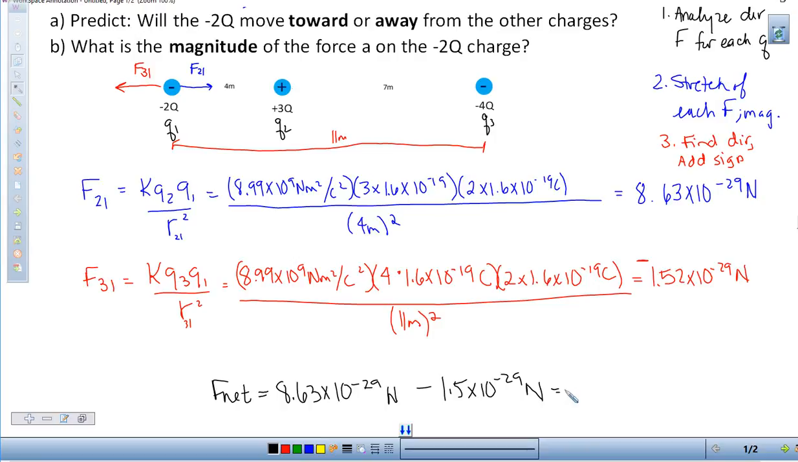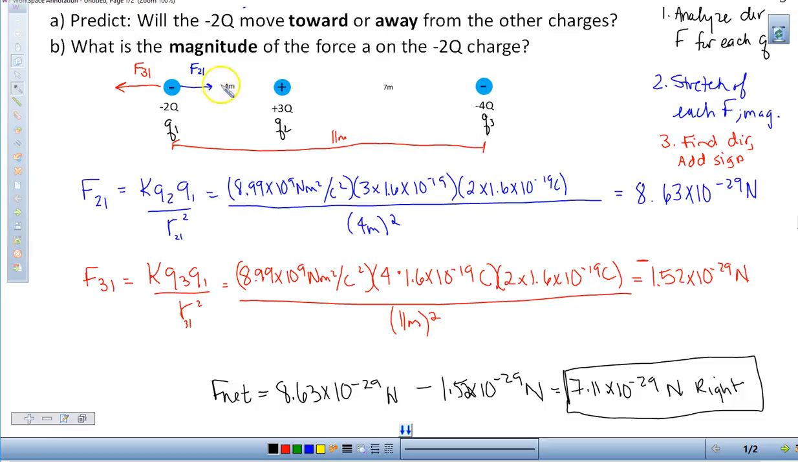Oops, I forgot my 2 here. This is 5/2. Let's just squeeze that in, 5/2. And my final answer, 7.11 times 10 to negative 29. Since the answer is positive, it's to the right, but I'm going to go ahead and just write it in here. Just like that.